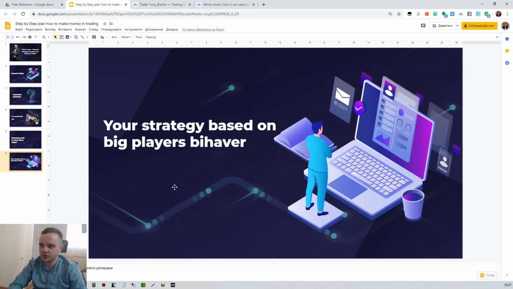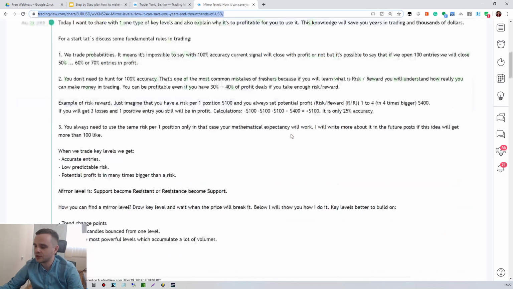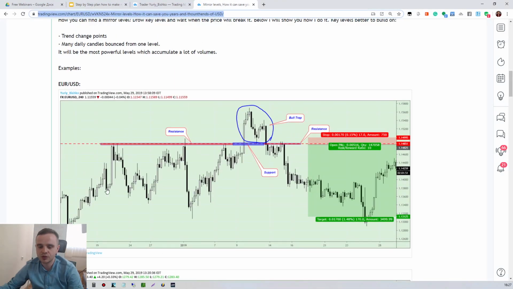I will also talk about the strategy based on big players' behavior, on where big players accumulate volume. At this moment, I'm going to explain why big players accumulate volume and why everything is based on big players' behavior. Okay, once more about mirror levels. This strategy works on all markets.